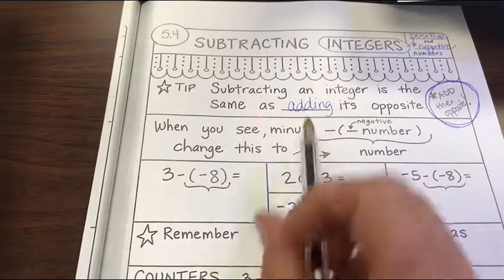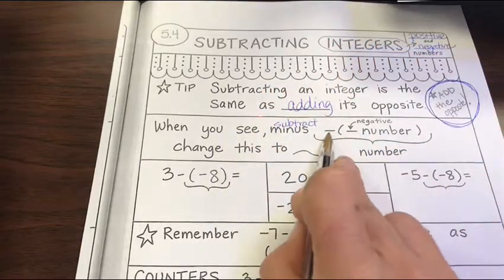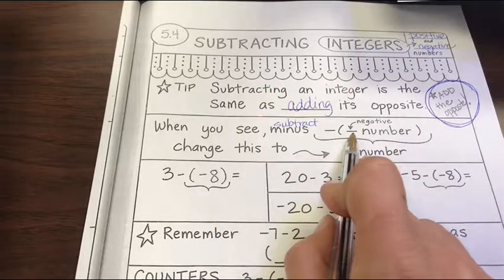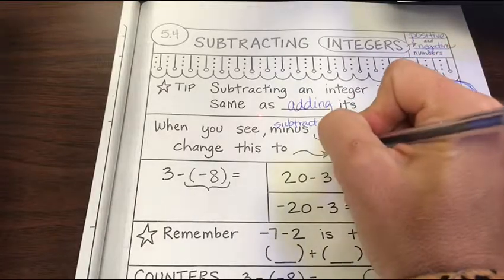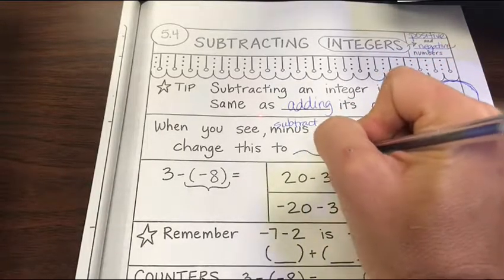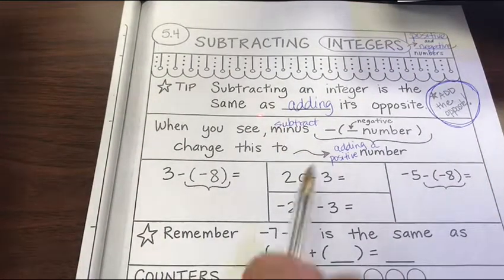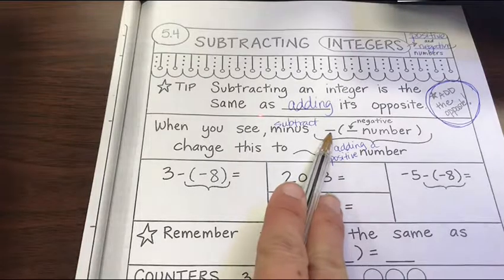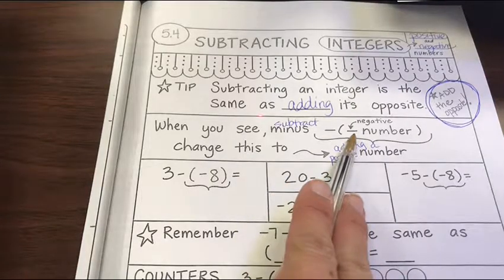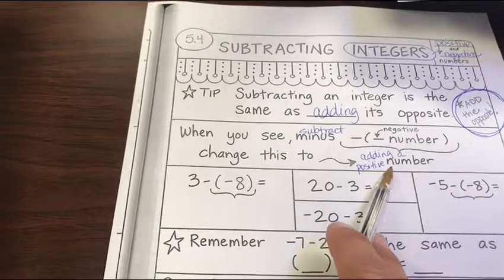Okay? So when you see that you're subtracting a negative number, it's the same thing as adding a positive number, because you're going to change this to addition and change this to its opposite, which is a positive number. Okay, so let's do some examples.